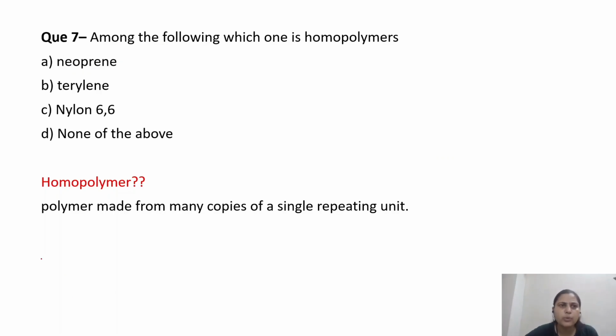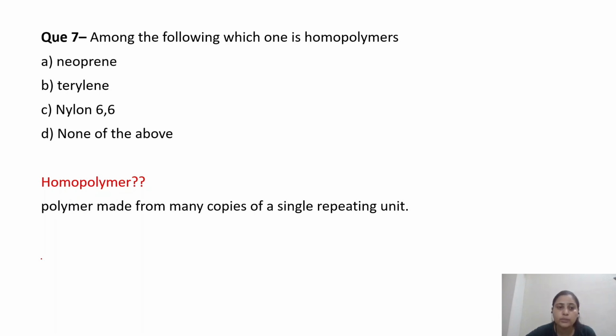Now move on to question number 7, which is about homopolymers. So let's first start with the discussion of the classification of polymers. Polymers are basically linear chains or branched chains, and as per another classification, they can be homopolymer or copolymer. So first let's discuss what homopolymers are.